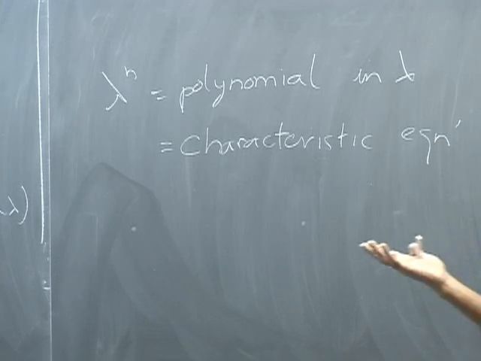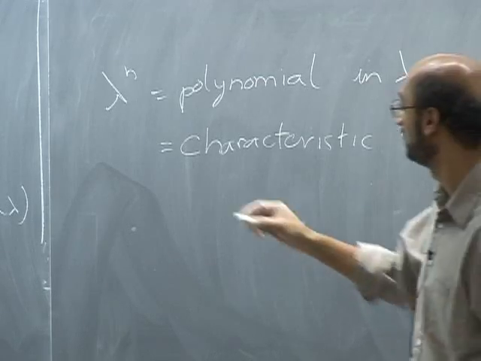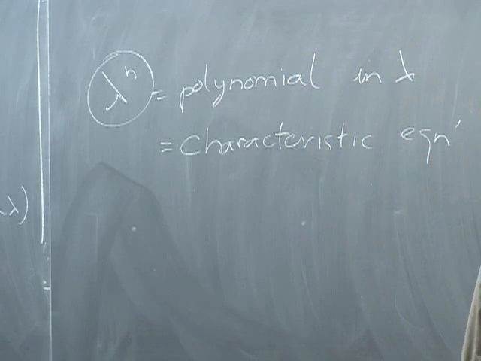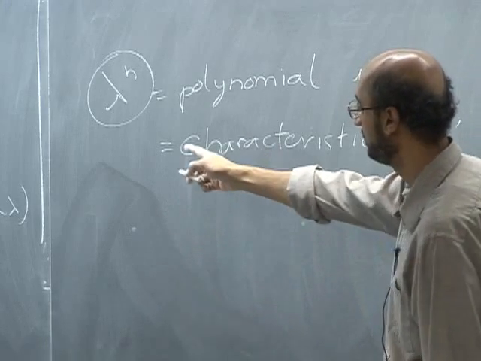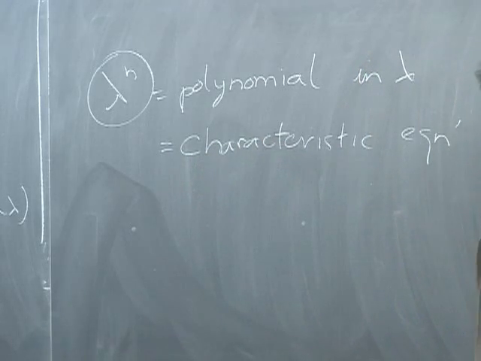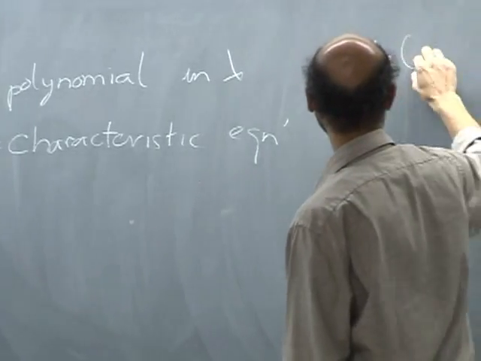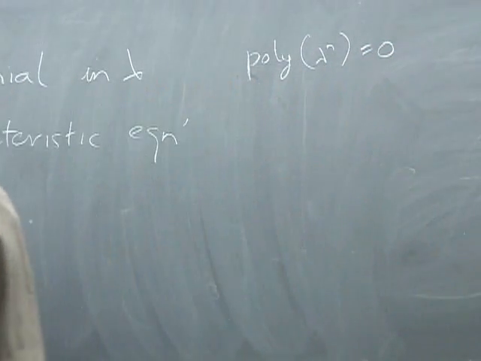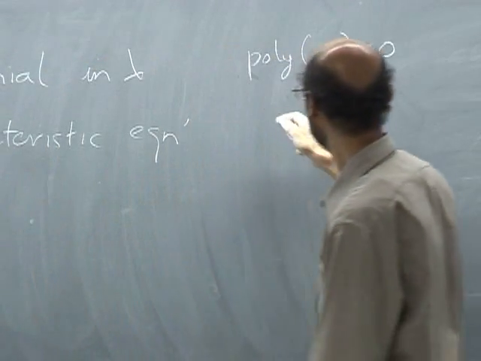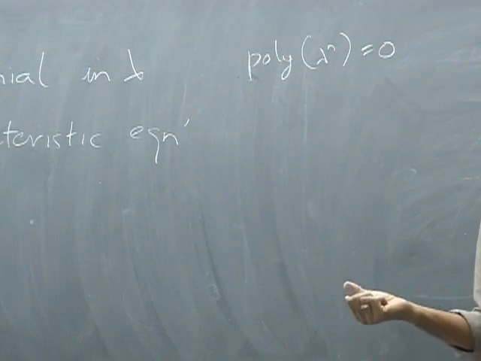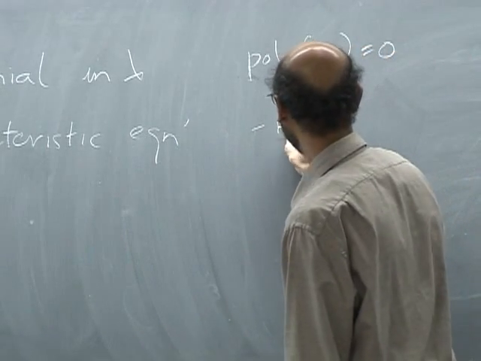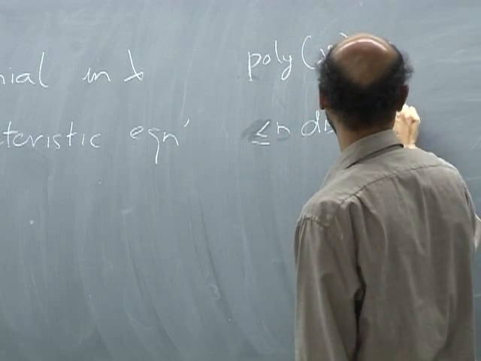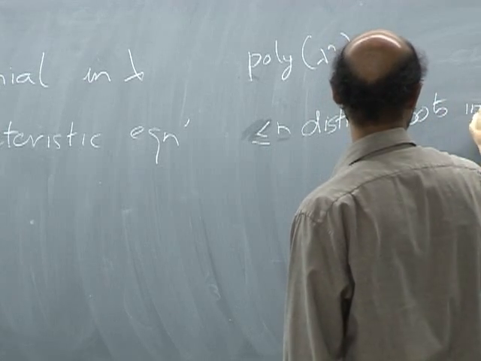We know from what's called the fundamental theorem of algebra that any polynomial of degree n is going to have up to n roots. So we have a polynomial in lambda of degree n equals 0. That's the characteristic equation. We're going to set this polynomial equal to 0, and we know from the fundamental theorem that it has less than or equal to n distinct roots in C, the complex plane.